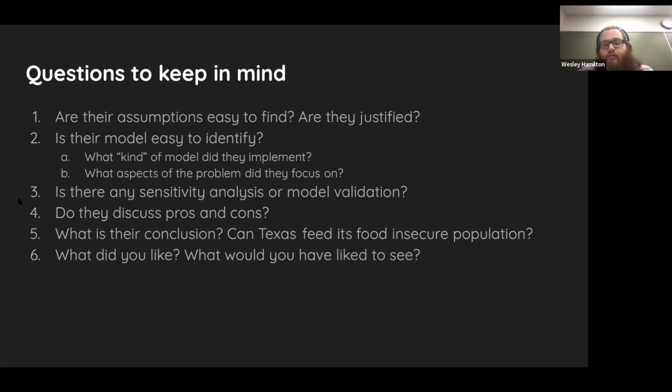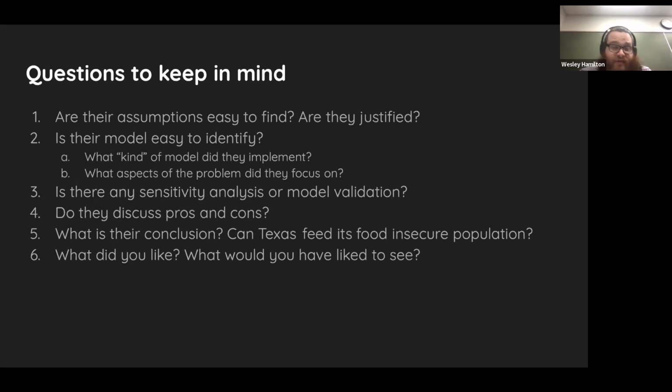Do they talk about any sort of sensitivity analysis or model validation? Sensitivity analysis was just introduced today. That sort of error analysis: if you change these parameters, how does the output of the model change? Is that addressed in any capacity? Do they talk about any pros and cons of their models? Do they talk about situations where their model isn't actually applicable?